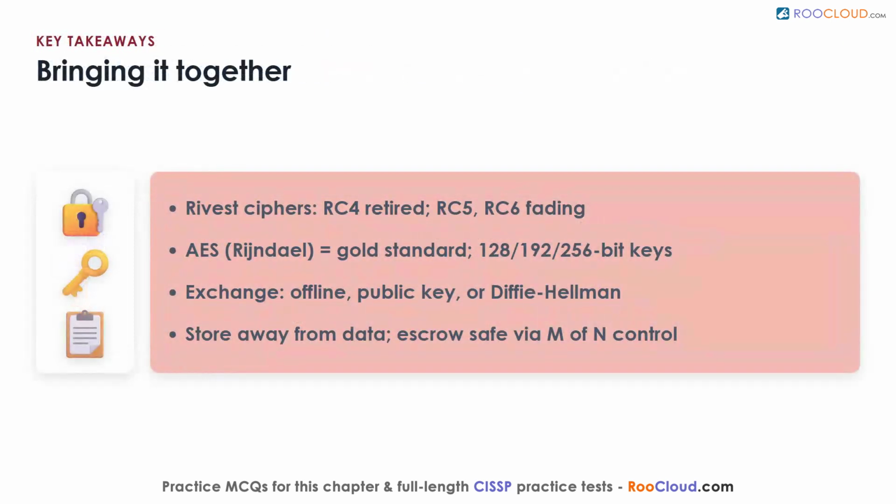So let's bring it together. The Rivest ciphers show mixed fates, with the old stream cipher retired and the others fading. The Advanced Encryption Standard, built on Rijndael, is the modern gold standard, with its 128, 192, and 256-bit keys. You exchange secret keys through offline handoff, a public key channel, or Diffie-Hellman. You store keys away from the data, using software, hardware, or cloud modules, and split the most sensitive ones. An escrow with recovery agents stays safe through M of N control. Sound key management is where cryptography truly lives or dies.